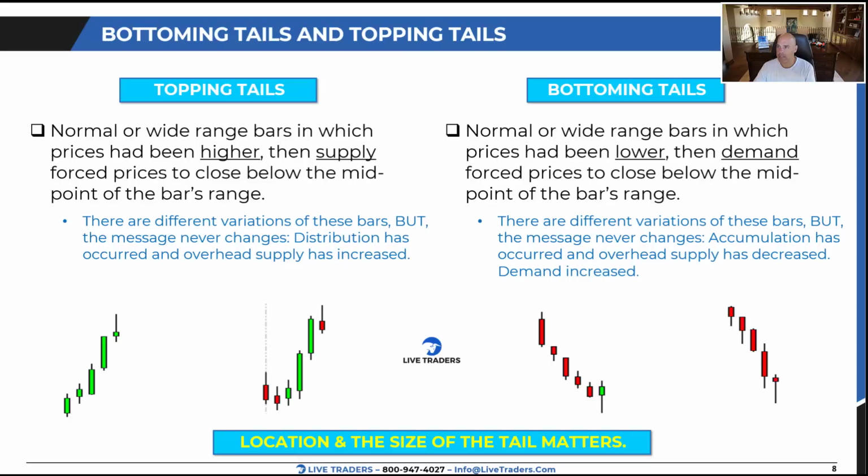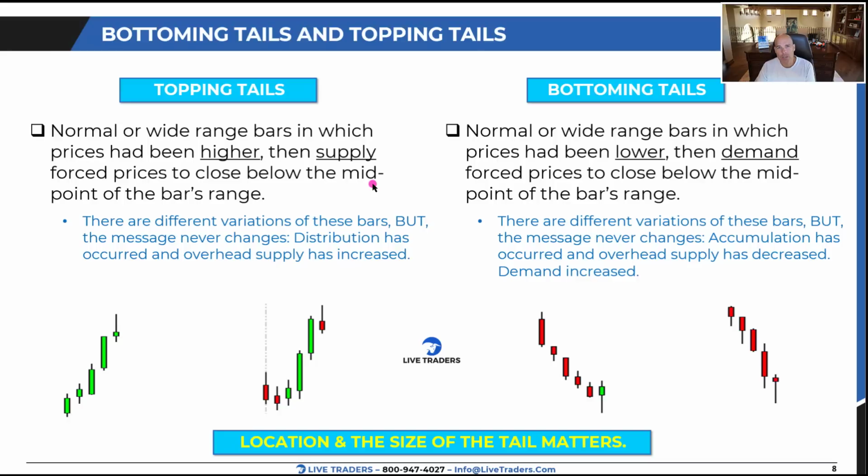Location and the size of the tail matters, okay? Normal or wide range bars in which prices had been higher than supply forced prices to close below the midpoint of the bar. Note it says midpoint. So to have a true tail, and when I say true, because that's a bit subjective, I mean effective.